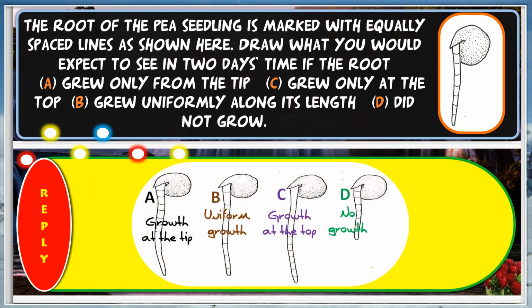So the structures will appear like that. Part A, growth at the tip. Part B, uniform growth. Part C, growth at the top. And part D, no growth.